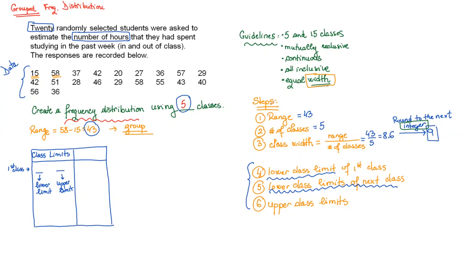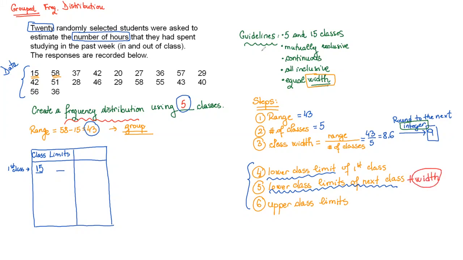So where should I start? Step 4 says lower limit of the first class. Well, what makes sense to be put first in there? Well, I inspect my data, and I do realize that the lowest value in this data is actually 15. So this should start at 15. Where it ends, I don't really care right now. What I will do, though, is complete the lower class limit of the next classes. How? By adding the width.